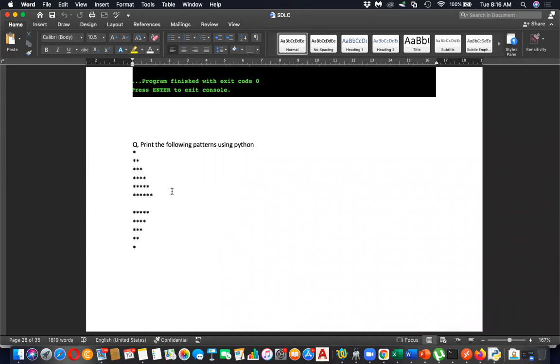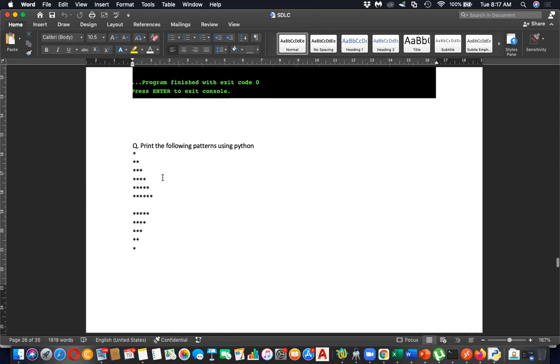So what is the concept here? If you analyze the question, you have to repeat things 1 to 6 times downwards. Please understand the concept. Then inside that, you have to repeat 1 time, 2 times, 3 times, 4 times, 5 times, and 6 times. That means repetition inside repetition. That is the concept.